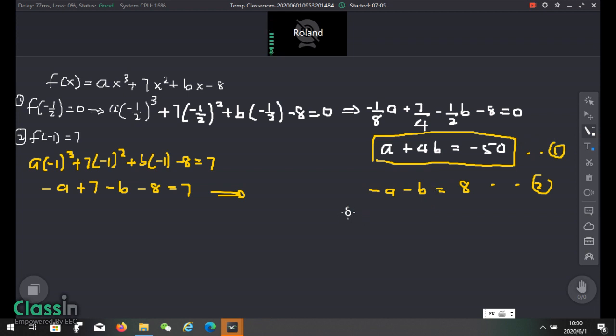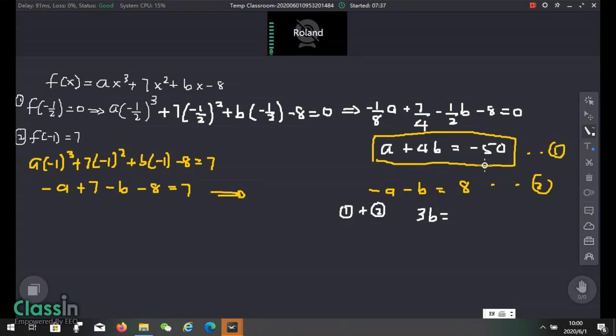If we add equation 1 plus equation 2, a plus negative a goes to 0. 4b plus negative b gives 3b. That's 3b equals negative 50 plus 8, which will give us negative 48.